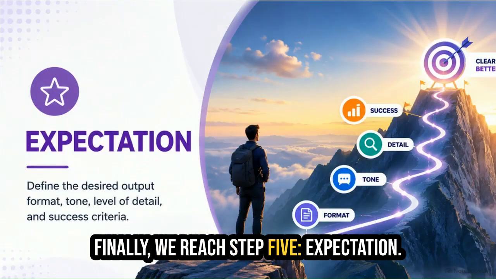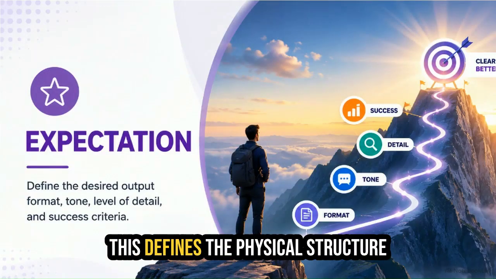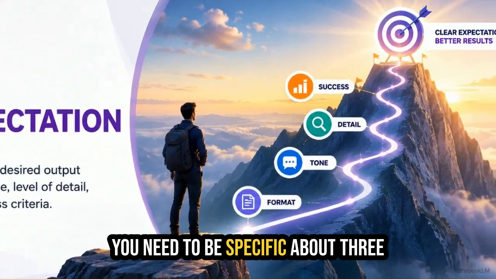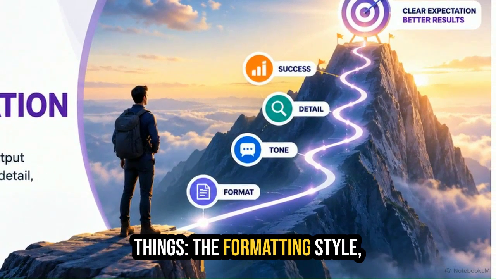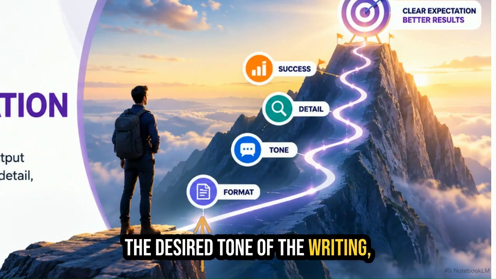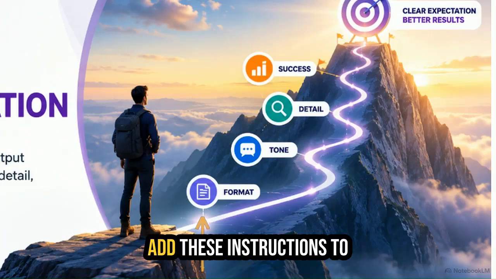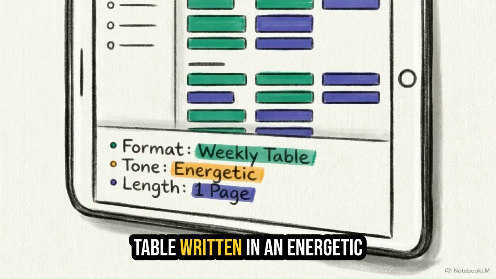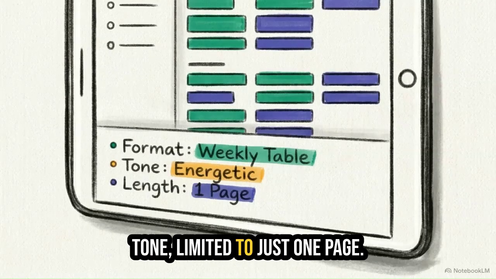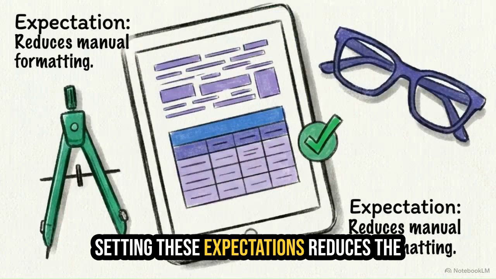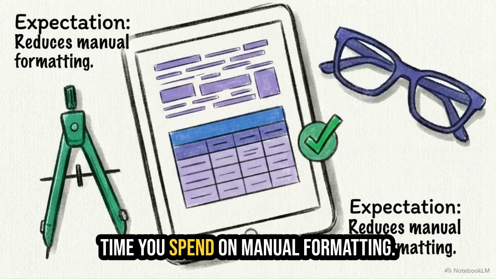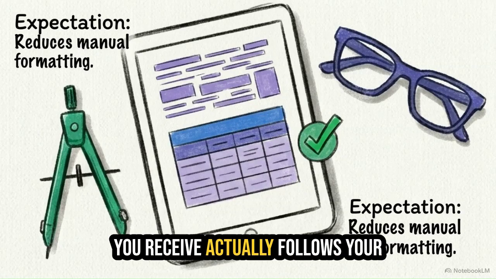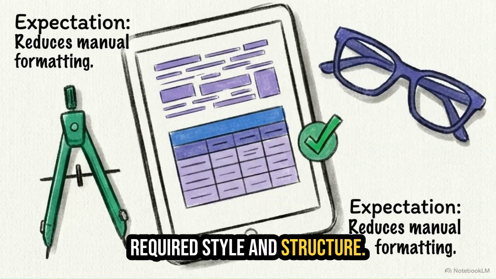Finally, we reach step 5, expectation. This defines the physical structure and tone of the AI's response. You need to be specific about 3 things: the formatting style, the desired tone of the writing, and any length requirements. Add these instructions to the end of your prompt. We will request a week-by-week table, written in an energetic tone, limited to just 1 page. Setting these expectations reduces the time you spend on manual formatting. It helps ensure the first draft you receive actually follows your required style and structure.